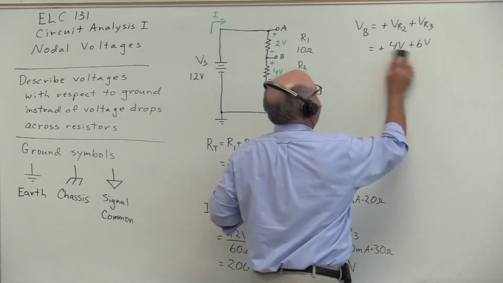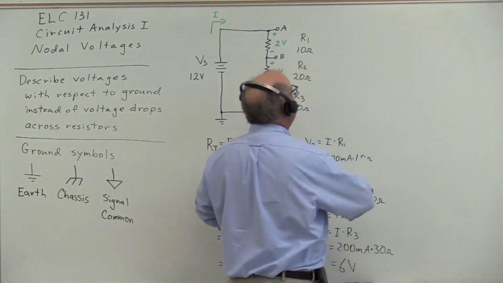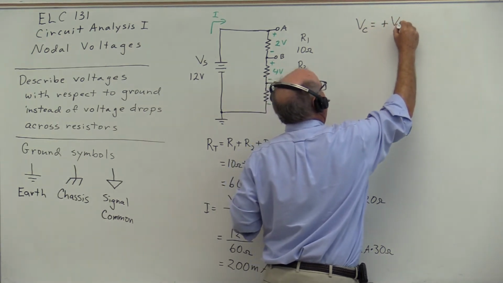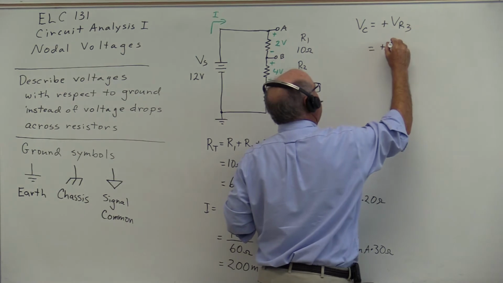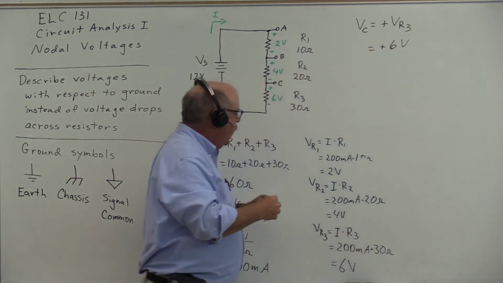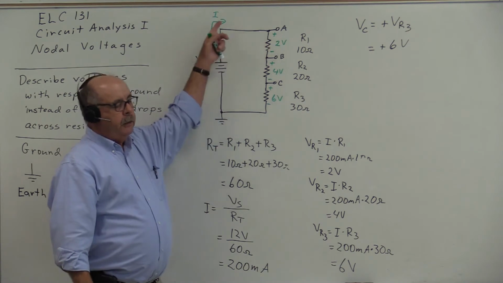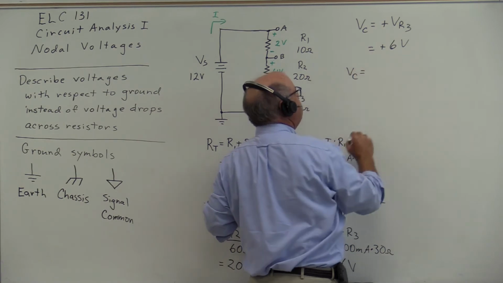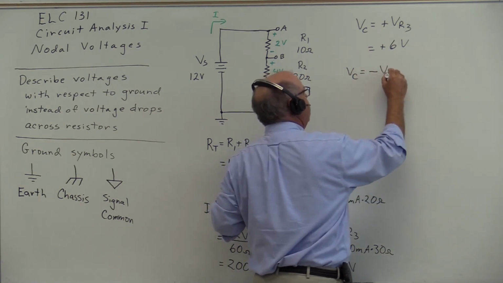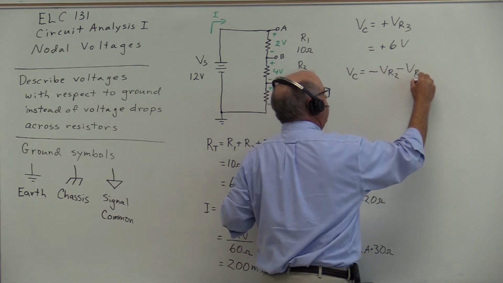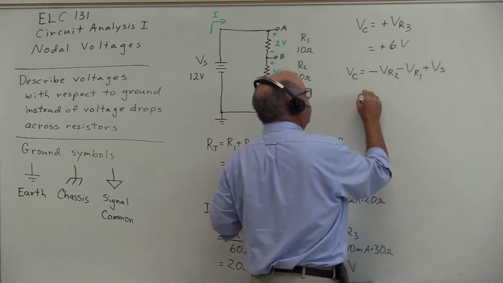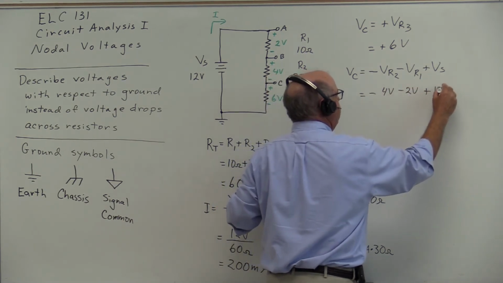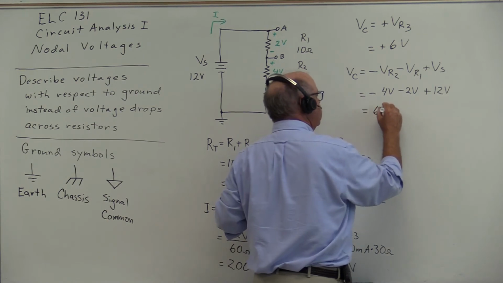So the voltage at node C with respect to ground is plus VR3. Well, I can also get from C to ground going in this direction. So I can also represent this as VC equals minus VR2 minus VR1 plus Vs, minus 4 volts minus 2 volts plus 12 volts, equals 6 volts.